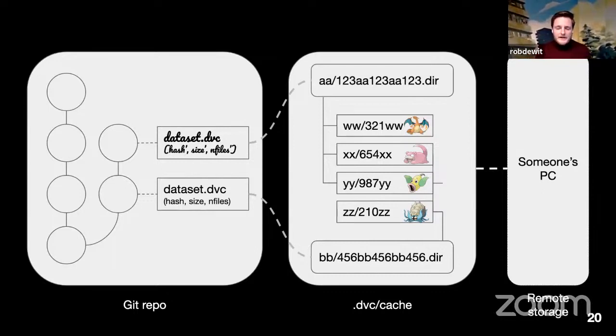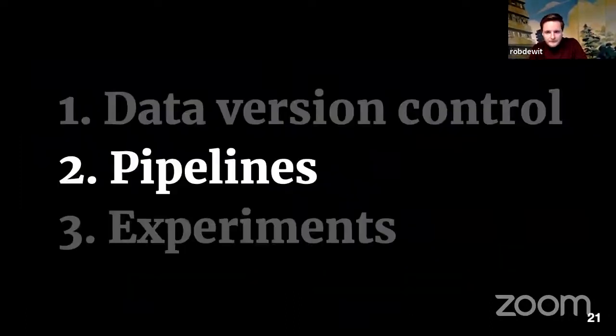So that DVC doesn't only live on your local system, but you also have versions, much like you would mirror your Git repository to GitLab or GitHub or Bitbucket or a self-hosted solution. So that's, in a really short description, how DVC roughly works.